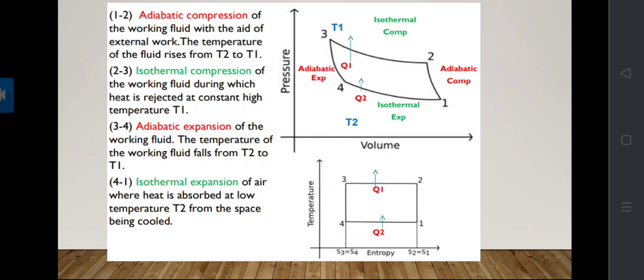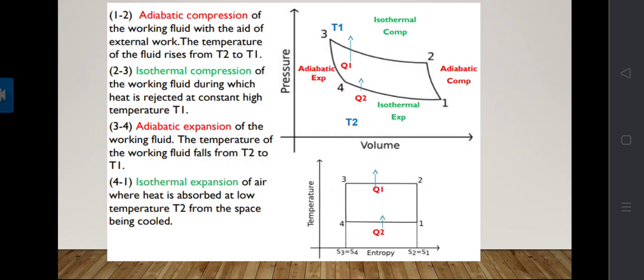So in 2 to 3 there is isothermal compression of the working fluid, during which heat is rejected at constant high temperature T1, and again 3 to 4 is adiabatic expansion of the working fluid, and the temperature of the working fluid falls from T1 to T2, and 4 to 1 is isothermal expansion, where the heat is absorbed at low temperature T2 from the space being cooled.